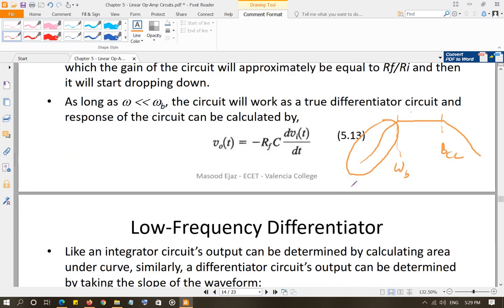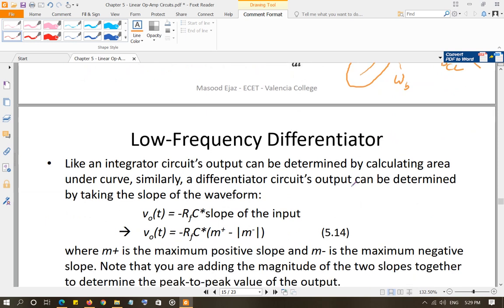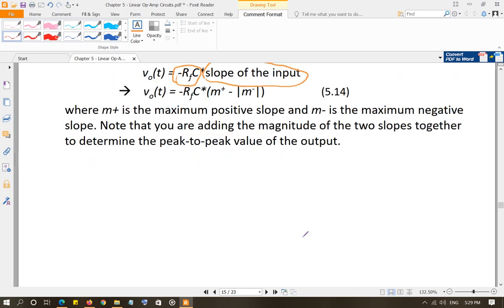Alright, so how are you going to figure out the output of a low frequency differentiator? It is quite straightforward. Negative RFC is the gain of the differentiator at low frequencies, when it is working as a differentiator, that is. And then when you're calculating dV input over dt, what is that? That's the slope of the input, right? So one of the easy ways to do it is to calculate the positive slope and the magnitude of the negative slope.